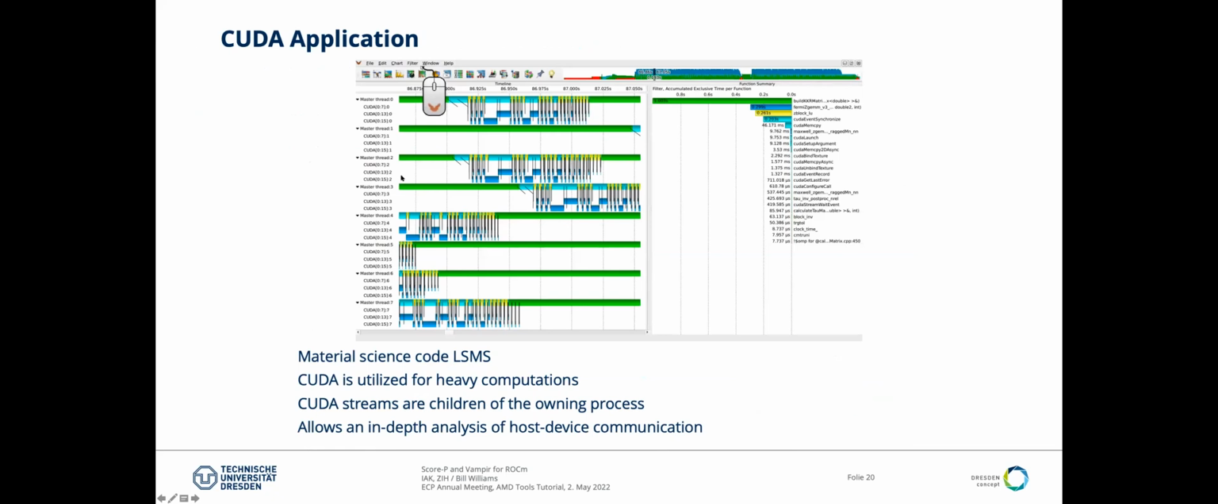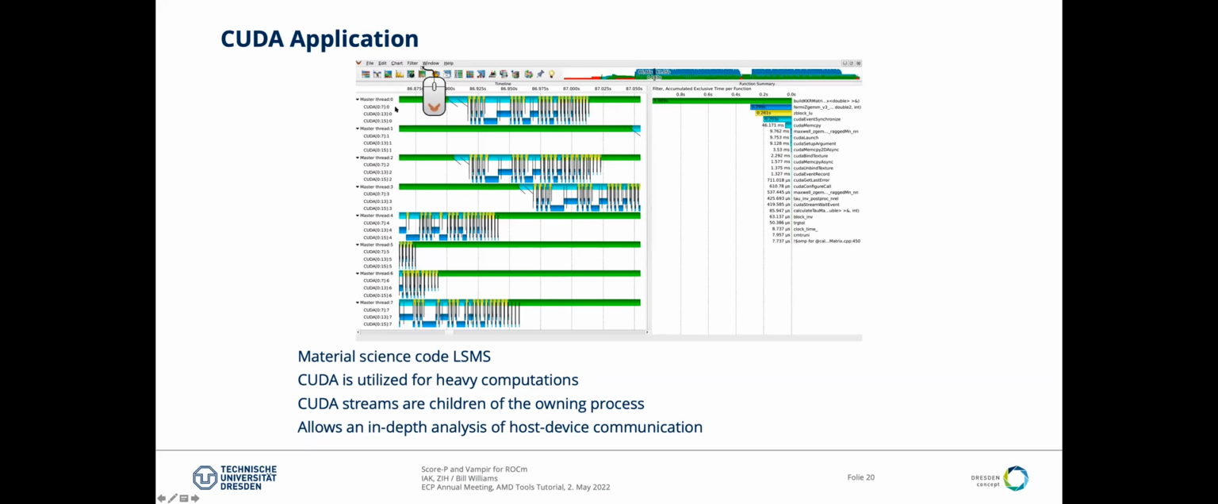As for how we would do performance analysis on a GPU application, we've got here a trace from the LSMS material science code. I did try to get this running and instrumented on Frontier today. Did not get results in time to show you guys tonight. But we do have a slide with CUDA results, which should at least explain the principles.